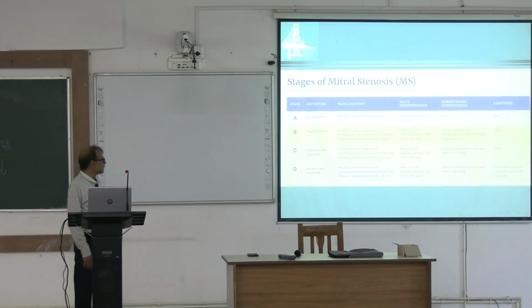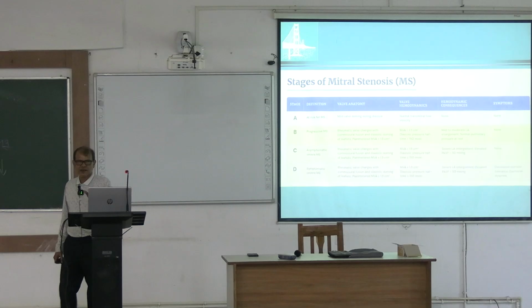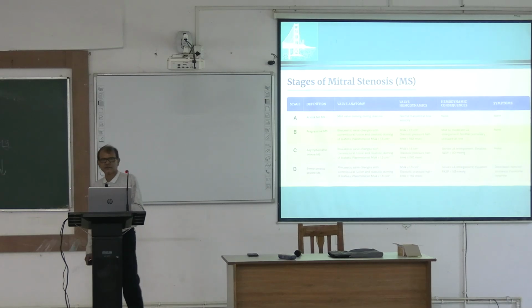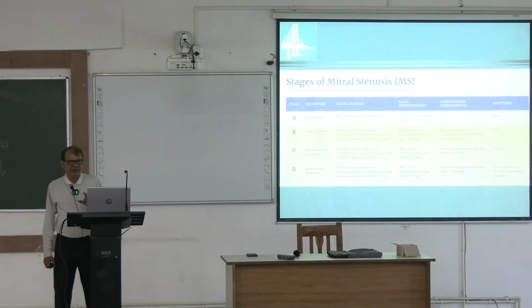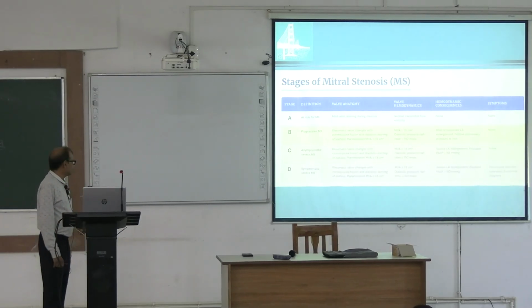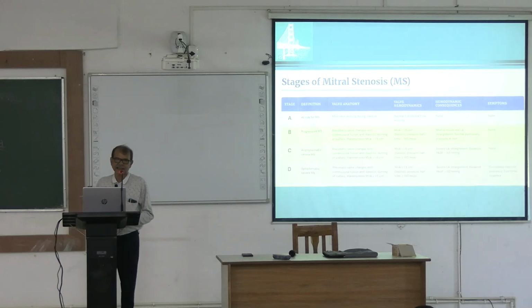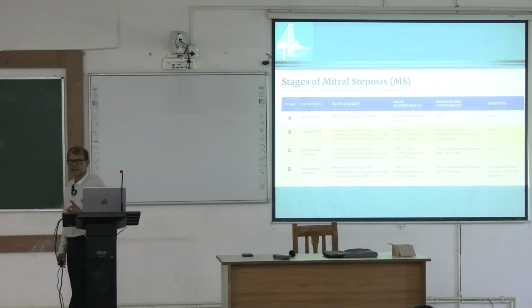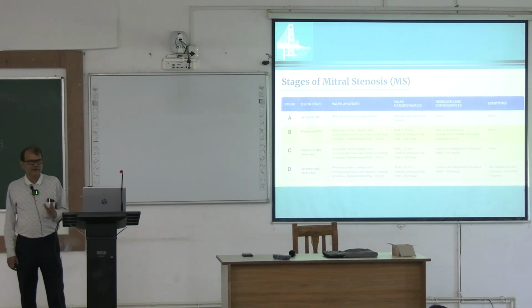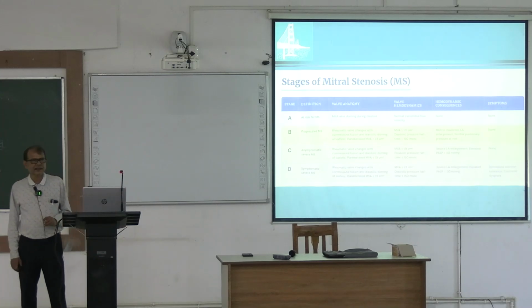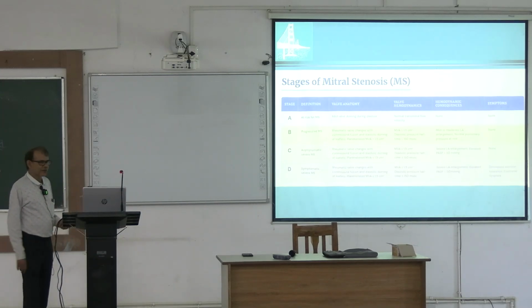Stage B, progressive mitral stenosis, that is the diastolic domain plus commissural fusion. Stage C, asymptomatic severe mitral stenosis: diastolic domain, commissural fusion, and reduction in the valve orifice area. And stage D, symptomatic severe mitral stenosis: all of these already stated plus symptoms, on the basis of valve anatomy, valve hemodynamics, hemodynamic consequences, and lastly the symptoms. Why this is important comes later.